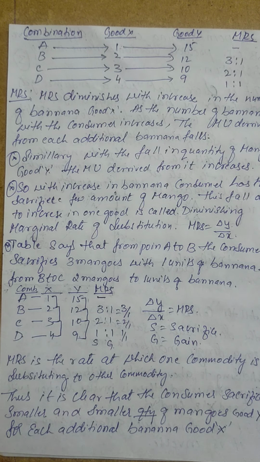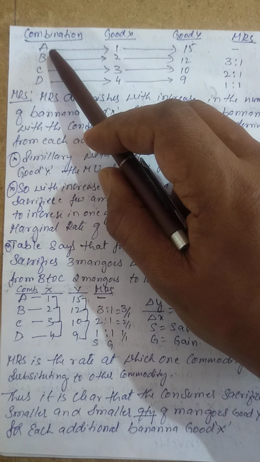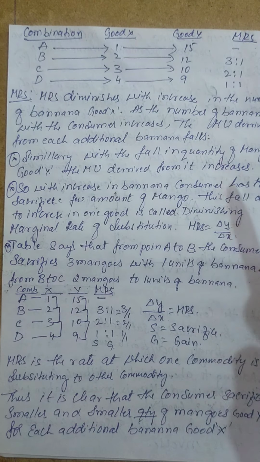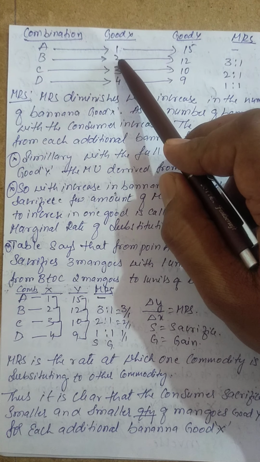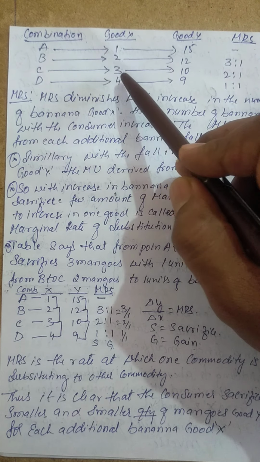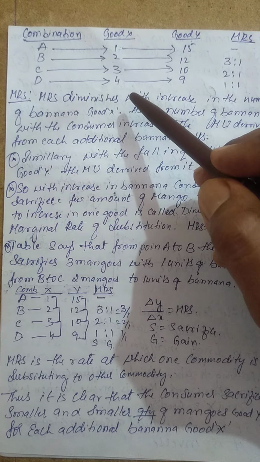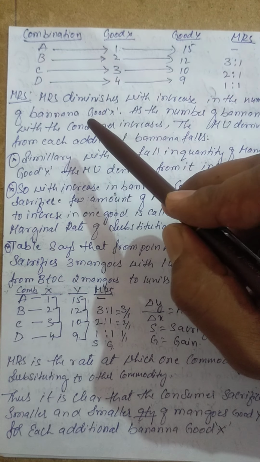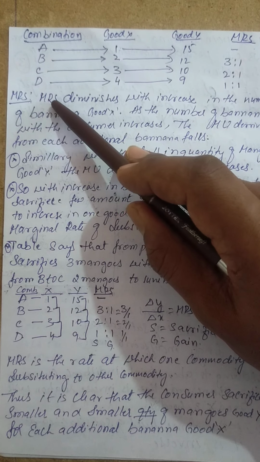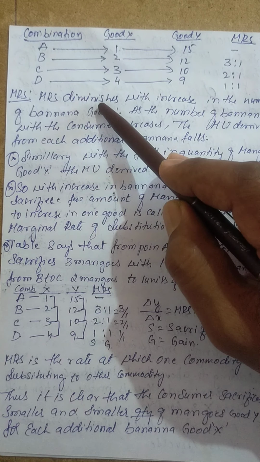Now let us see a rational consumer in an economy. Since he is very rational, he is going to choose goods based on the income earned. He is purchasing 1 unit of good x, then 2 units, 3 units and 4 units, which means if you take good x only, he is increasing the level of consumption. So what happens according to the marginal rate of substitution? It diminishes.